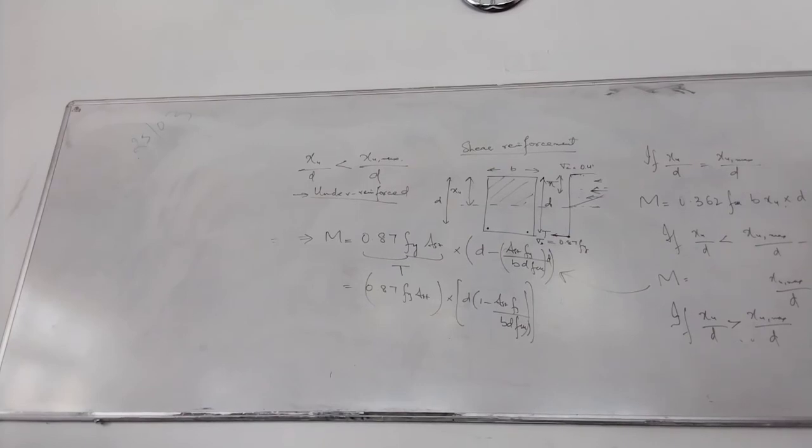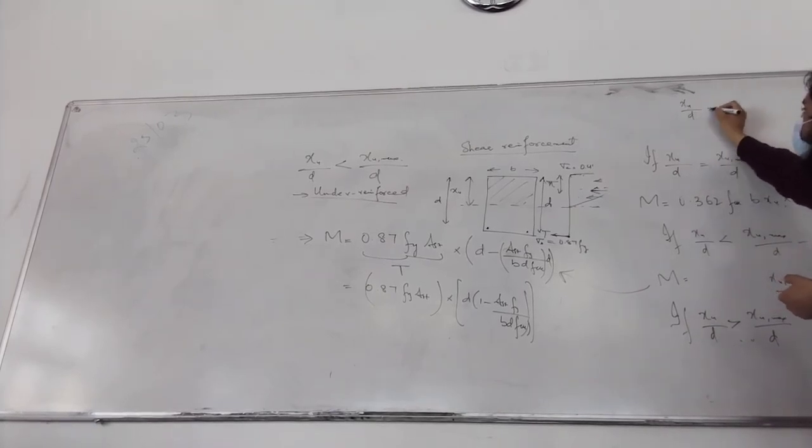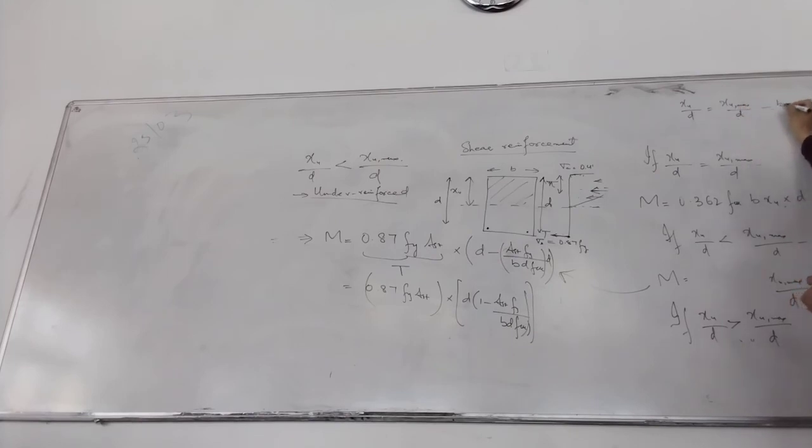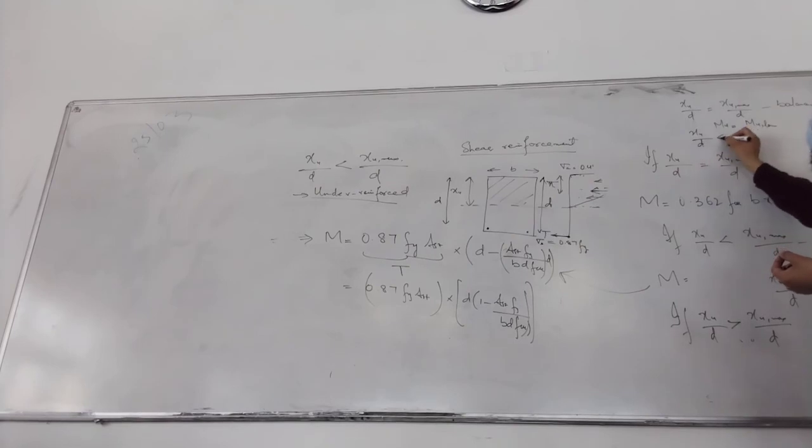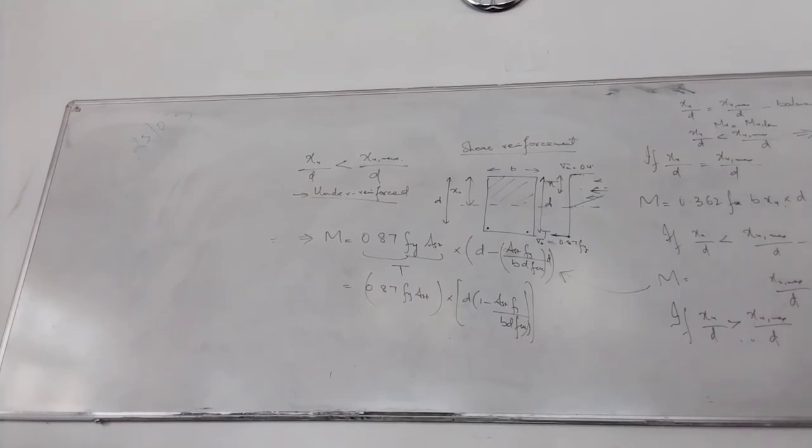Mu limiting kis pe decide hoga? Now, when your xu by d is equal to xu max by d, it's balanced, then whatever Mu you are getting will be equal to Mu limiting or Mu max. When xu by d is less than xu max by d, means under reinforced, then your Mu is less than Mu limiting. Mu is from step number 2 and Mu limiting is from step number 3, jo code mein diya hua hai, from these equations. This is the whole property for a balanced section. You are making it under reinforced, so your Mu will be less than Mu limiting.